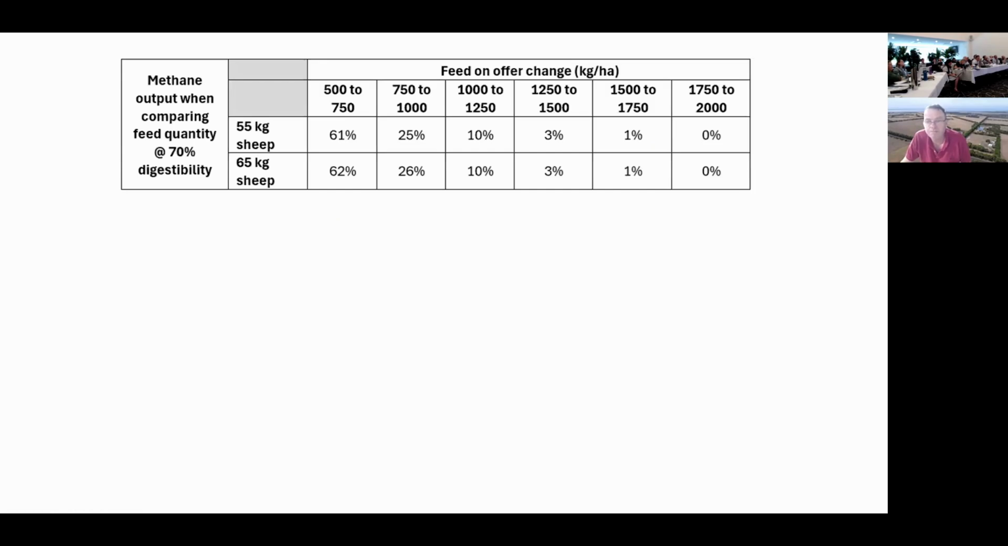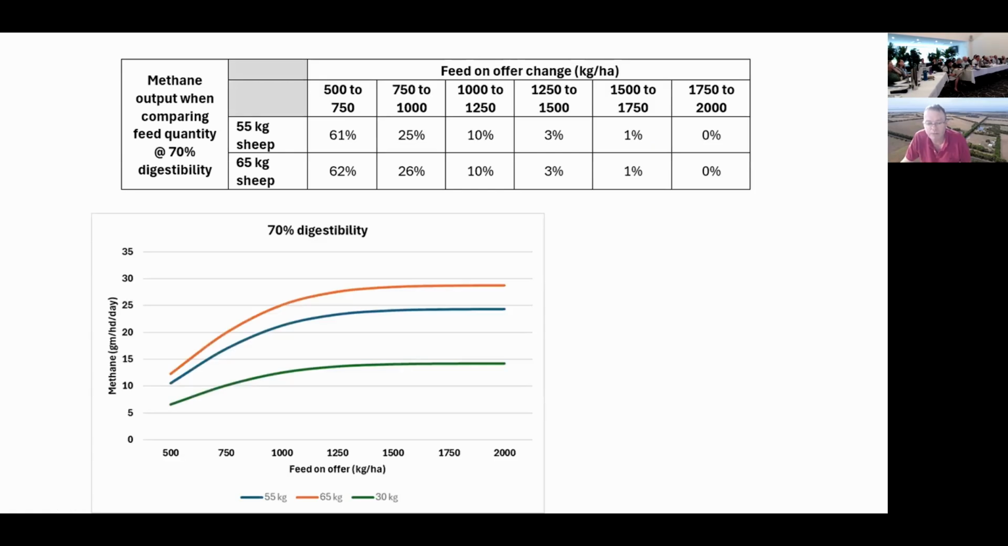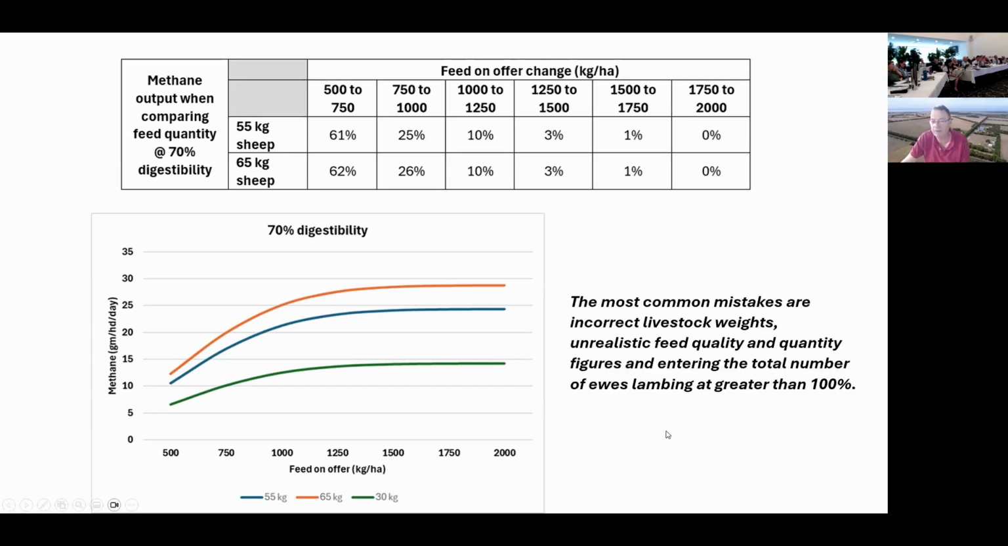Probably skip over that one, or both of those. They're in the notes, but it's just showing the impact of some of these if you get your numbers a bit wrong. For example, at a 65 kilo animal, if it's got 1,000 kilos of feed on offer, it produces 25 grams of methane. If it's got 500 kilos, it produces 12 grams of methane. So you'll see that changes over time. And so common mistakes is getting just live weights and stuff like that wrong.